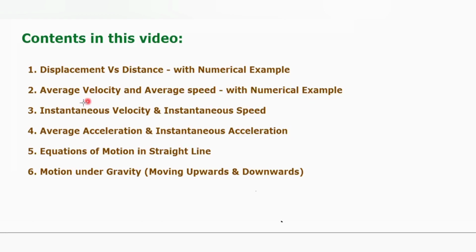Then instantaneous velocity and instantaneous speed. The definition of these two terms and how does this instantaneous velocity and instantaneous speed we can get from average velocity and average speed, or how these two terms will differ from the average velocity and average speed. That things we are going to discuss here.